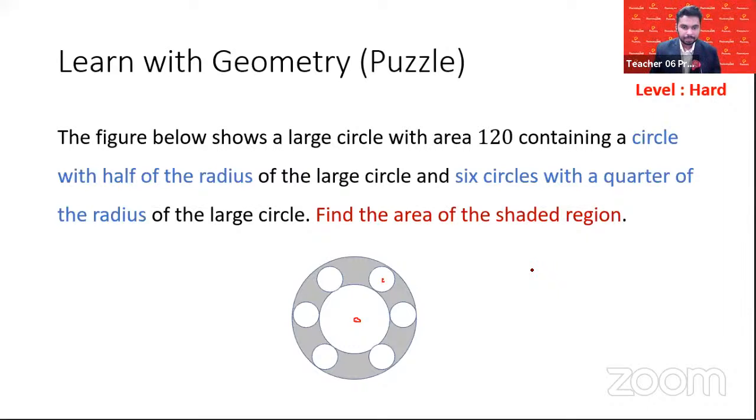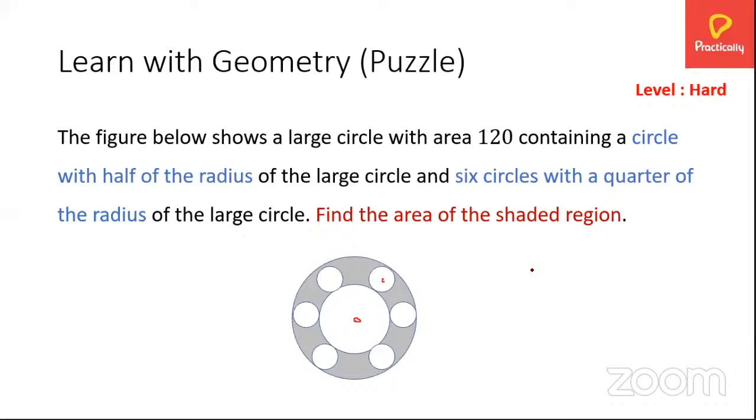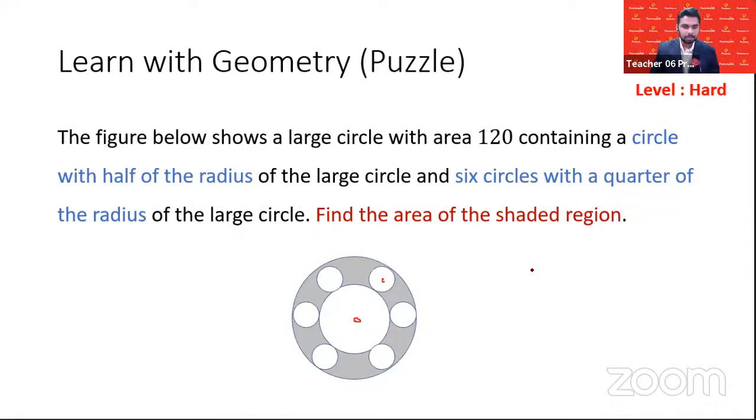Sir, can you explain the geometric puzzle again? Okay, yeah, sure. So the puzzle is as follows. You can see this large circle here. It has got an area of 120.